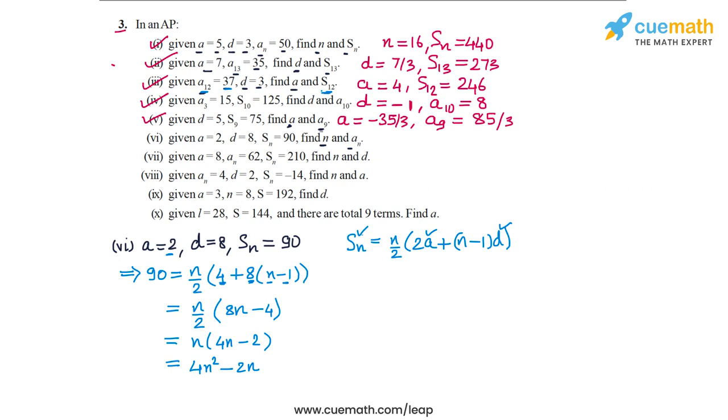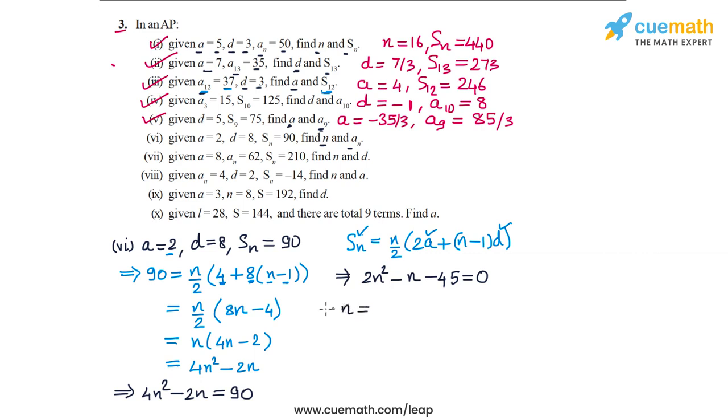So the equation I get is 4n square minus 2n is equal to 90, and we still have a common factor of 2 on both sides. So let's divide by 2 on both sides. We will get 2n square minus n is equal to 45, or I can write this as 2n square minus n minus 45 is equal to 0. So this is a quadratic equation in n, and now we can solve it using the quadratic formula and find the valid values of n.